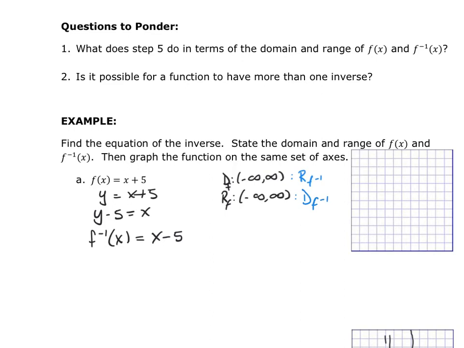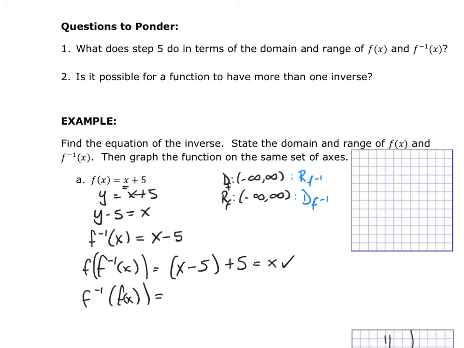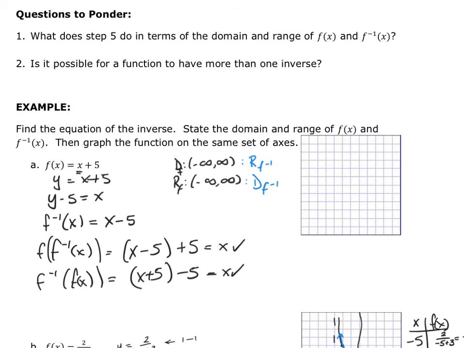Now we just have to check this, so let's compose both ways. f of f inverse of x, which is going to be x minus 5. We're plugging that in wherever we see x here, plus 5, and we do indeed get x. f inverse of f of x is equal to x plus 5 minus 5, which does indeed give me x. So now let's just go ahead and graph these two.